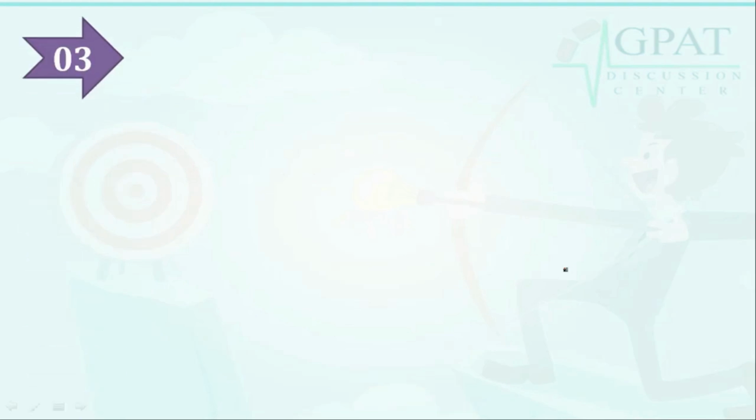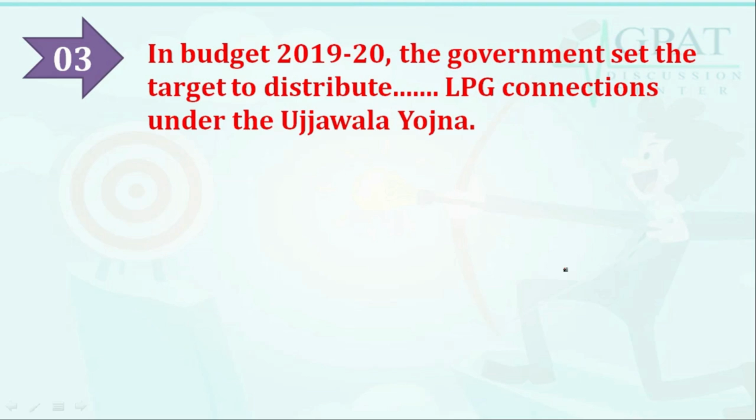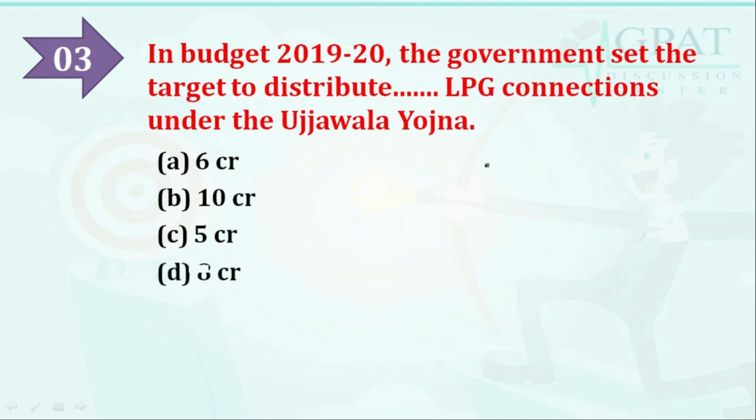The next question is: in Budget 2019-20, the government set the target to distribute LPG connections under the Yojana. The options are A, 6 crore, B, 10 crore, C, 5 crore, or D, 8 crore. So the correct option is that the government set the target to distribute around 8 crore LPG connections under the Yojana. So let's discuss in brief.